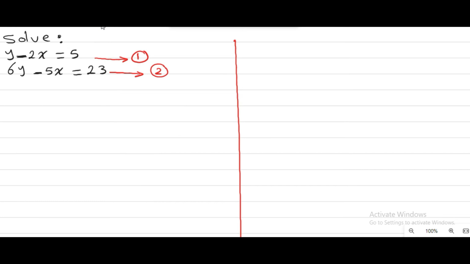Question 3. Solve equation 1, y minus 2x equal 5, and equation 2, 6y minus 5x equal 23. In this question, we'll solve by substitution method.